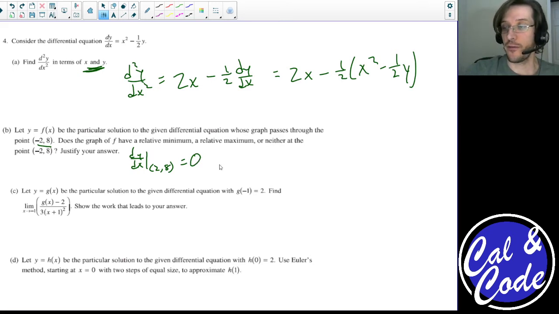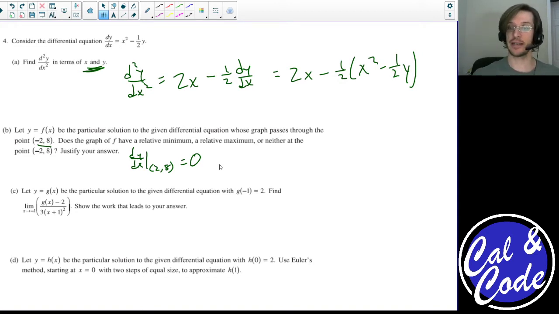The way the first derivative test works is we would then need to know what happens around it, right? Is the derivative increasing or decreasing to the left, and are we increasing or decreasing to the right? But this is a function of two variables, so I don't really have that as an available option. But what I can do is use the second derivative test.